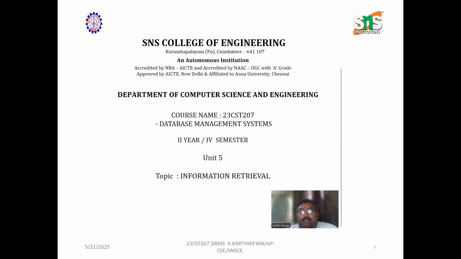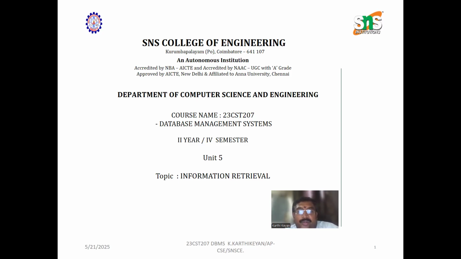Good morning. This is 23 CST 207 Database Management System, second year, fourth semester, unit number 5, topic Information Retrieval. In the last class we covered database management systems, object-oriented database management systems and distributed database systems. Now we are going to see information retrieval.